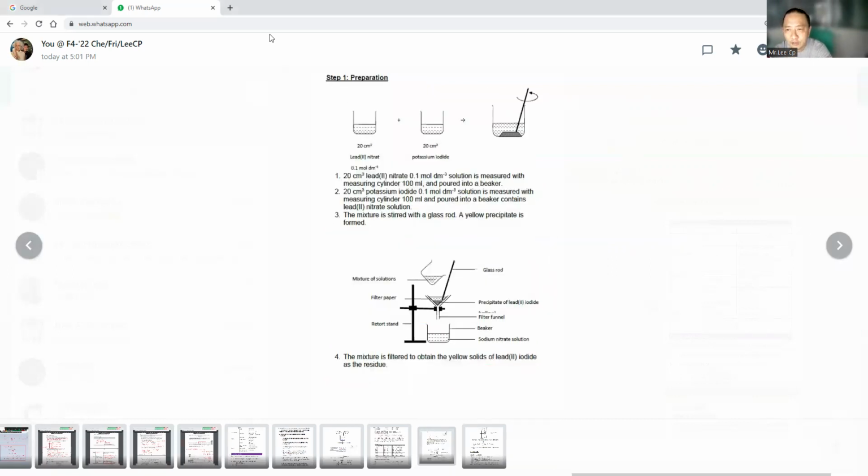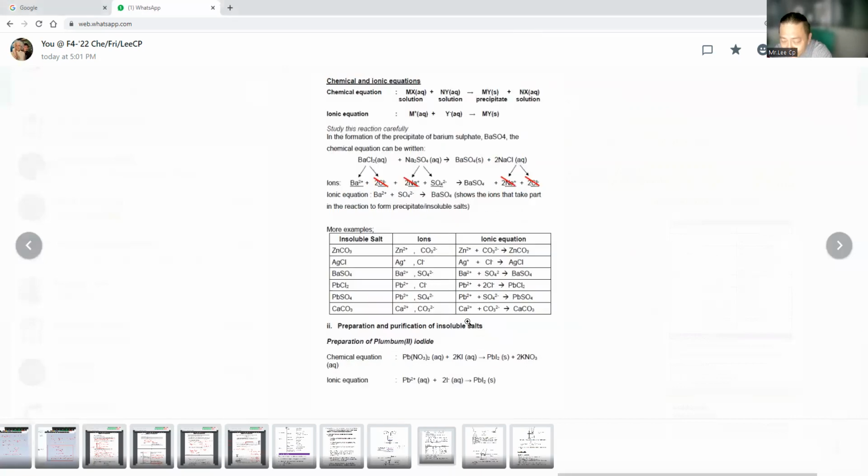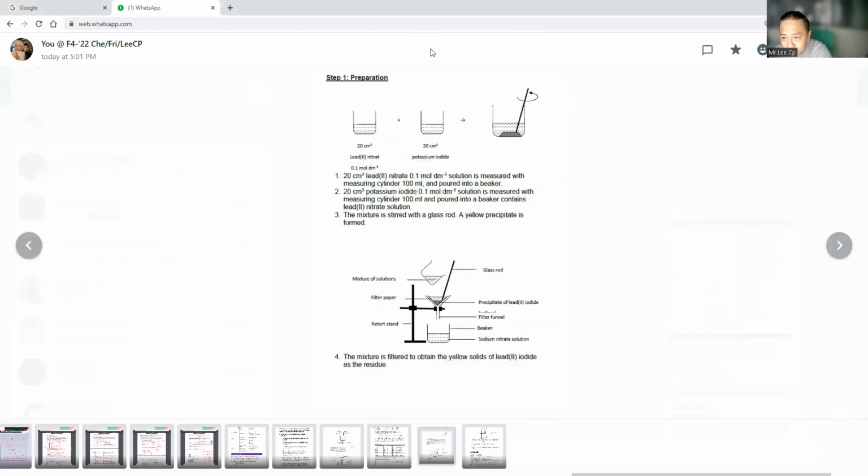Next one. If you understand it already, now we want to produce lead iodide. You want to prepare lead iodide. So first of all, prepare lead nitrate first, and then potassium iodide or sodium iodide, and then you mix them together. When you mix them, you form some precipitation here.